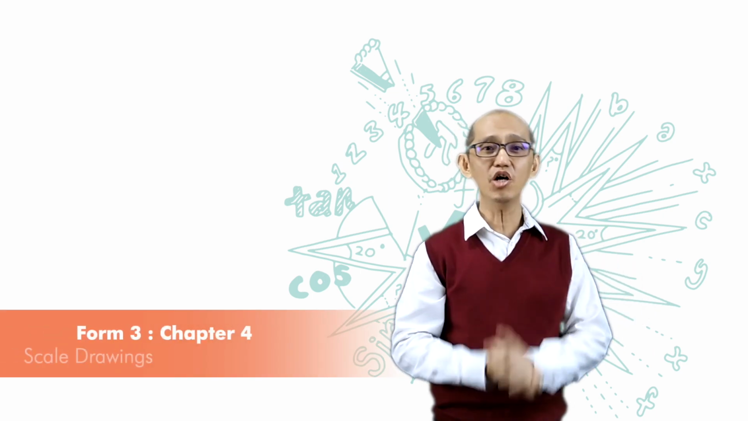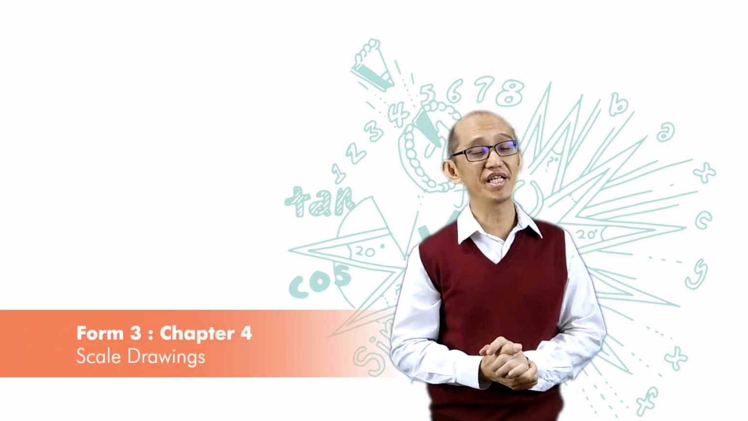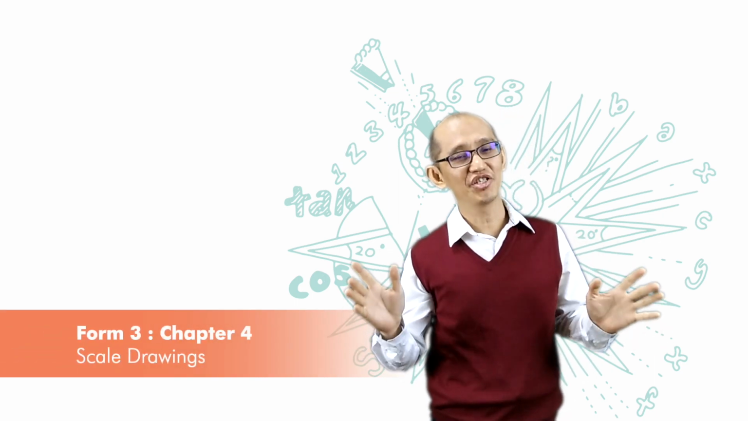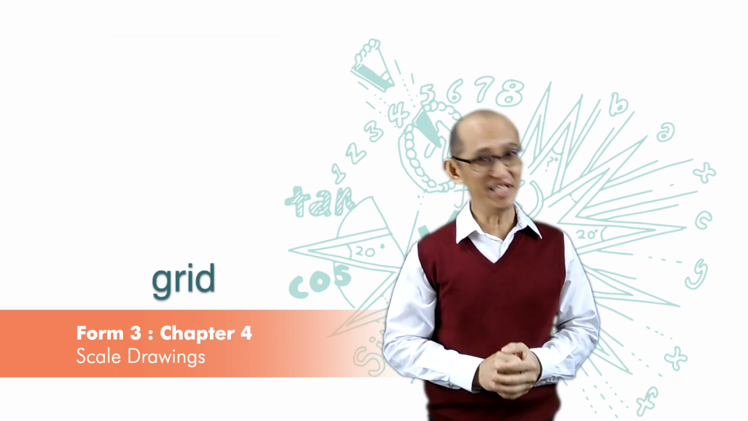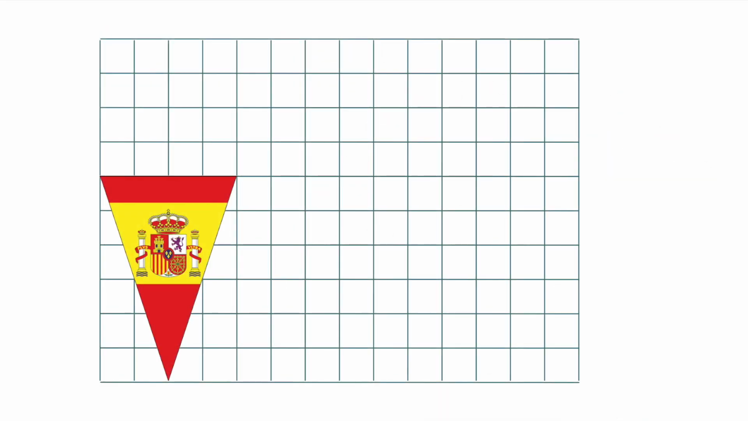Now, let us see, how do we draw the scale drawing that is larger than the object on the grid? Here we have a triangular flag. If we want to have a bigger drawing of the flag on the grid, that is of the same size, then the drawing is going to take up more space or more units.